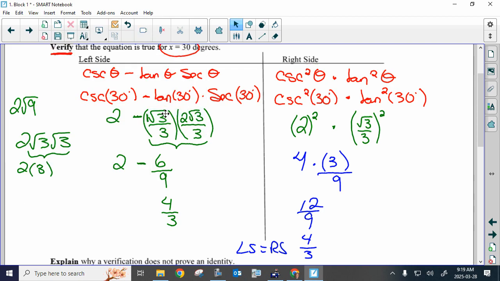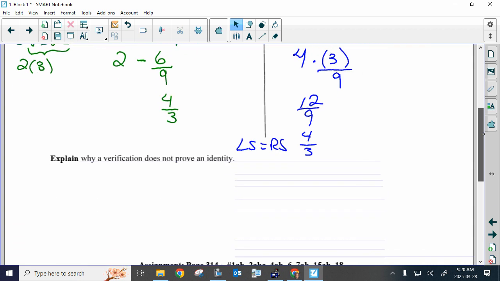Are you guys okay with this whole process of verifying? Do you simplify all the way to get full marks? As long as they match. You got 12 over 9 and 12 over 9. If you got 12 over 9 here and 12 over 9 here, then it matches. That's all that matters, as long as your left side equals your right side. Okay? Bugs me, but it's not wrong.